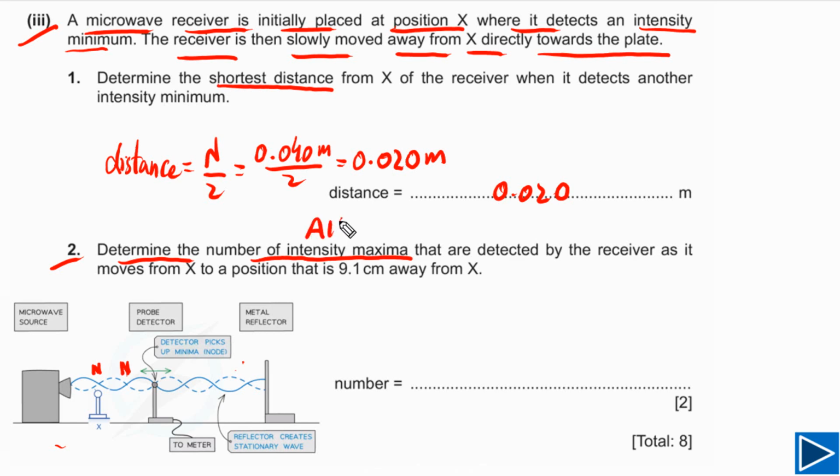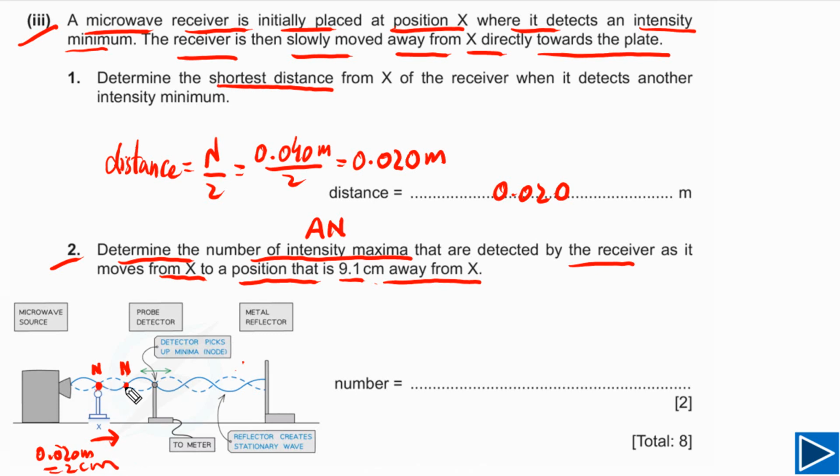It simply means that we need to determine the number of antinodes when the detector is moved from position X to a new position that is 9.1 centimeters away from X. So at this point our detector was placed at position X. Then we move our detector to the right and the new position is 9.1 centimeters away. We have already discussed that the distance between two nodes is equal to 0.020 meters, or simply 2 centimeters.